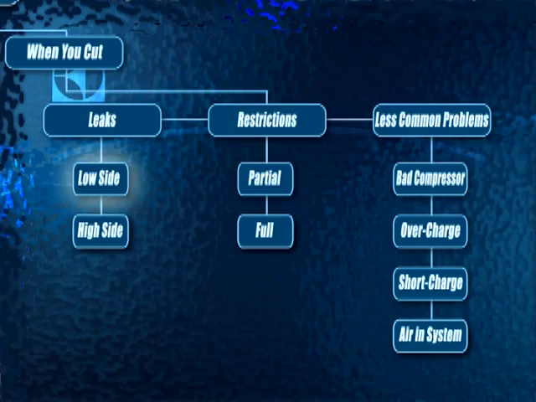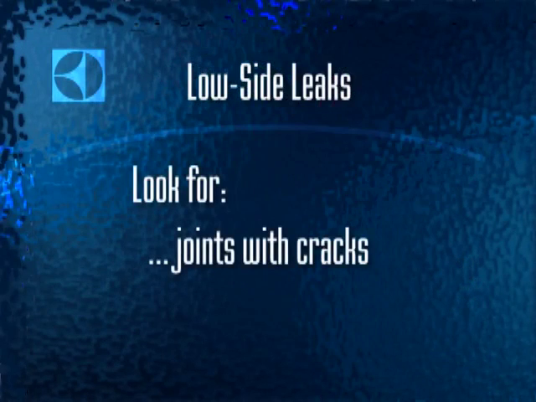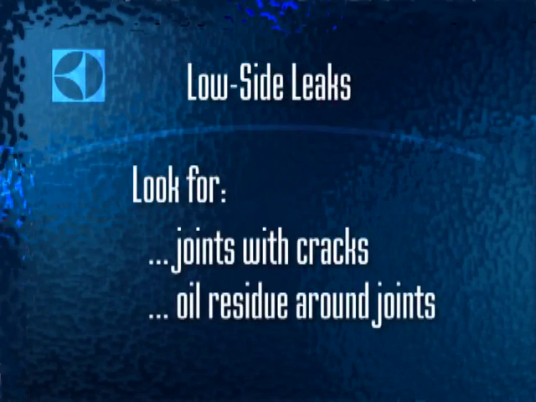Low side leaks are characterized by low pressure readings on the low side and high readings on the high side. The system will pull more amps than normal. The evaporator may be only partially frosted, and you'll hear some hissing and gurgling coming from it. The condenser will feel slightly cooler to the touch than normal. To locate a low side leak, look for bad joints, joints with cracks, signs of oil residue around them.